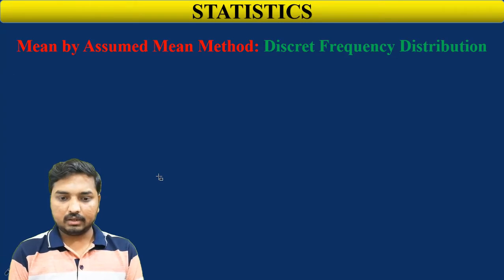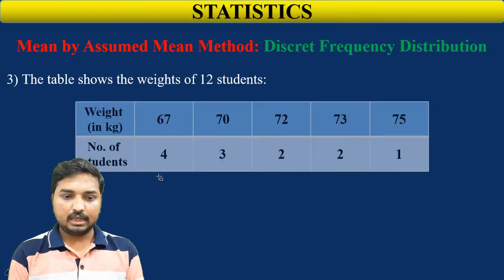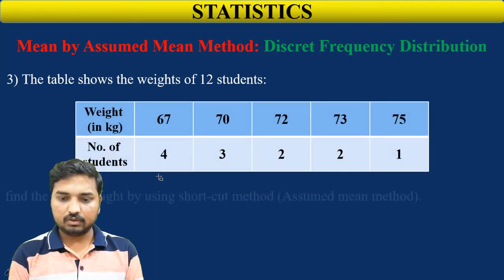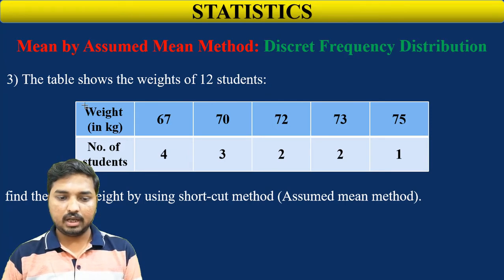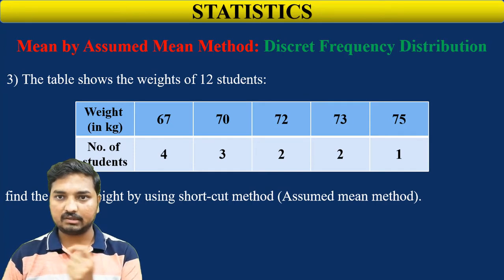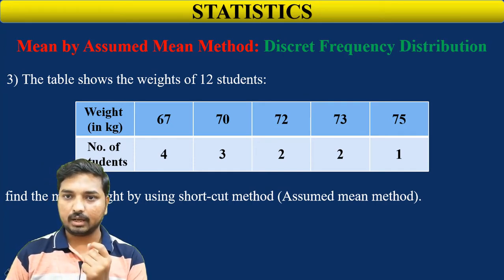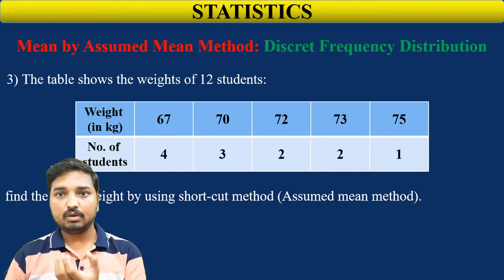Now look at here, the problem is like this. The table shows the weight of 12 students. The first column, weight in kg, is the data, that is xi. The second column is the number of students, that is the frequency. I told you earlier, the first column is always data, the second column is always frequency. Remember this one. But I'm going to solve this one by the assumed mean method.